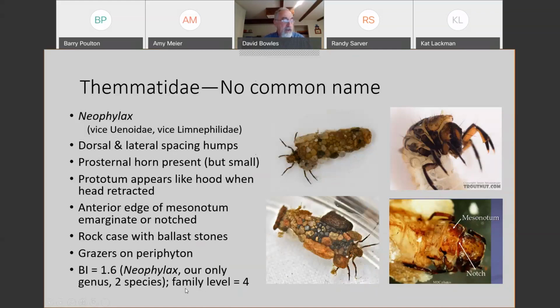although I would note for the family level, it's considered a 4, and that's just not accurate at all for what we have in Missouri, because ours are distinctly much more intolerant.